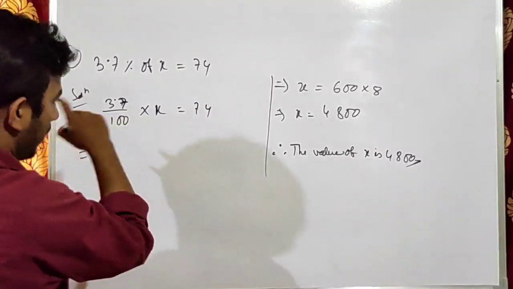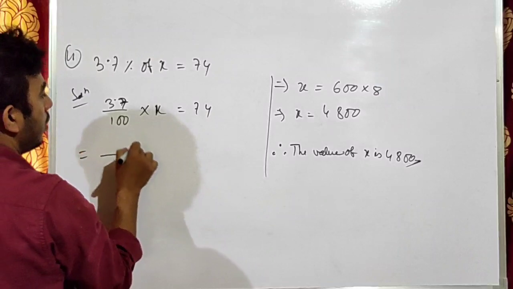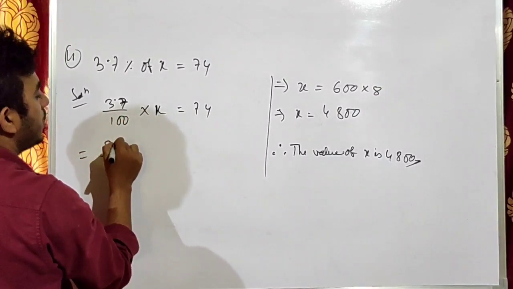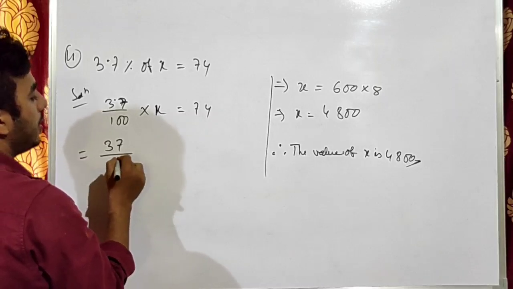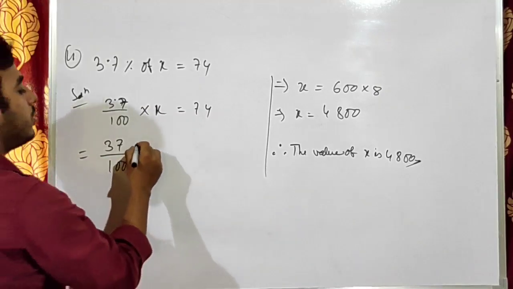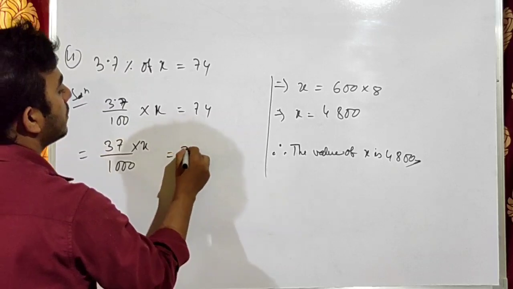After this clear? Okay, now let's remove the decimal. For removing decimal we have to multiply with 10. So I have multiplied with 10, so in denominator also I have to multiply with 10. So in both cases I have multiplied with 10. Then into x equals 74.